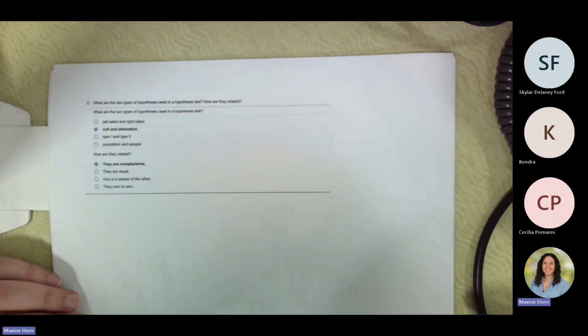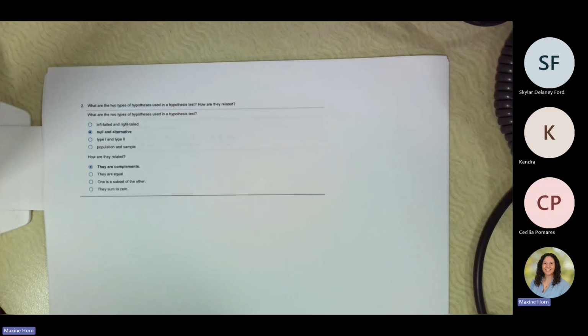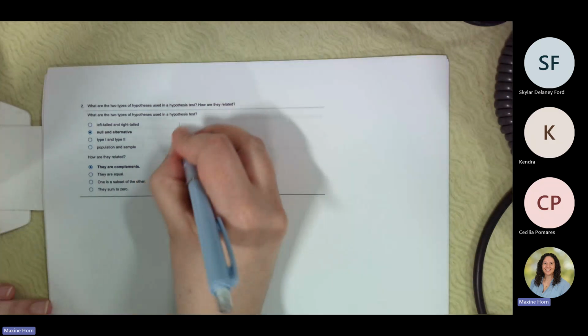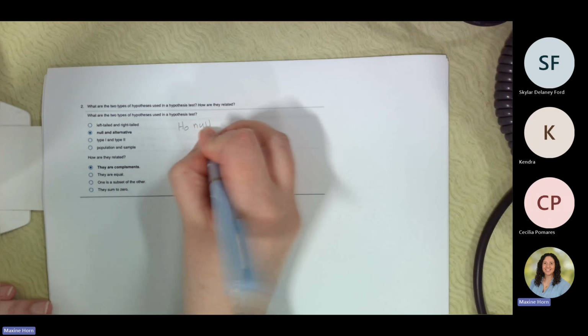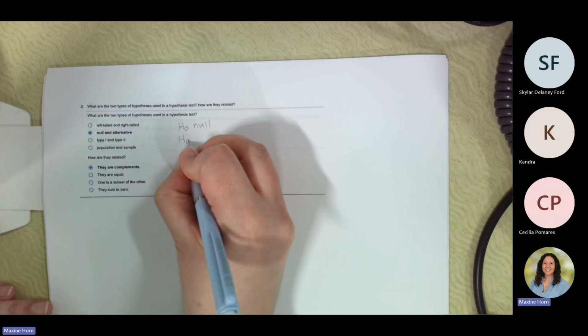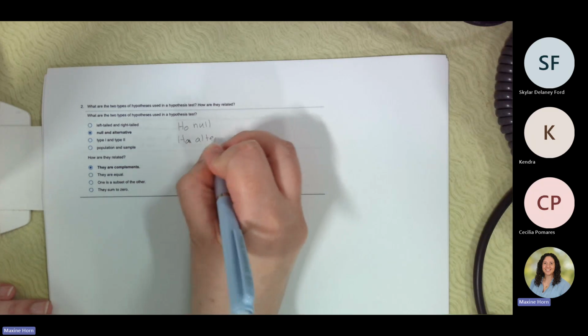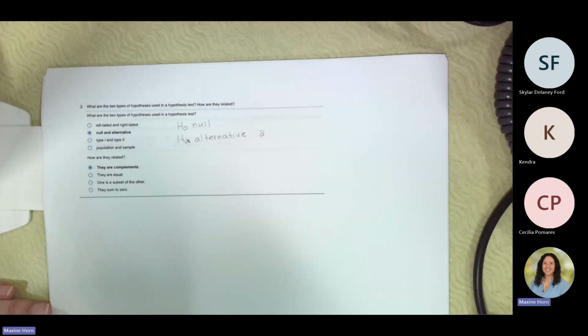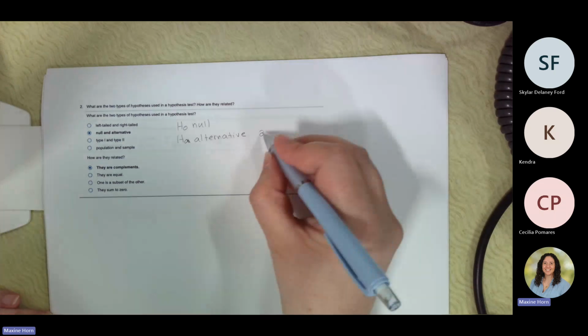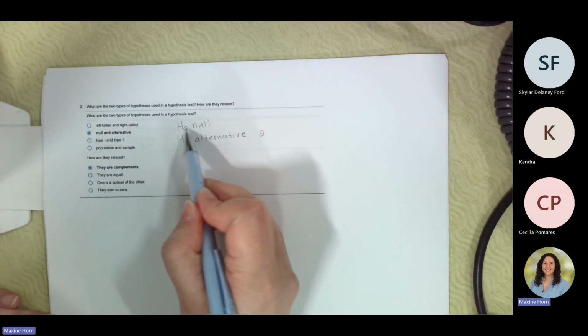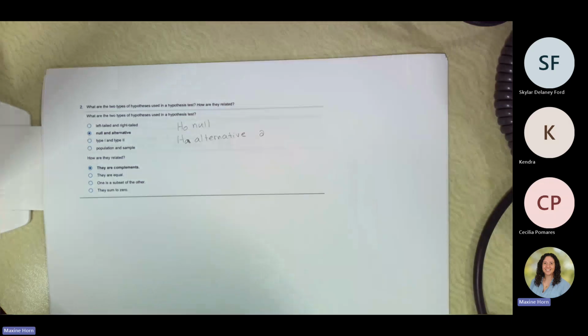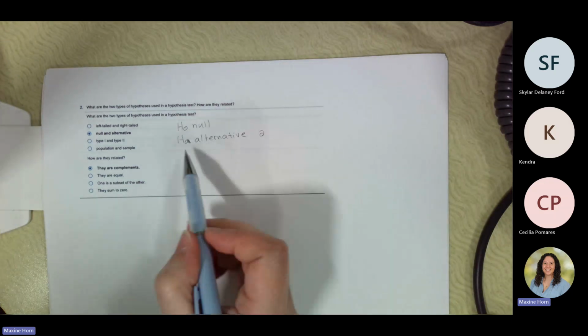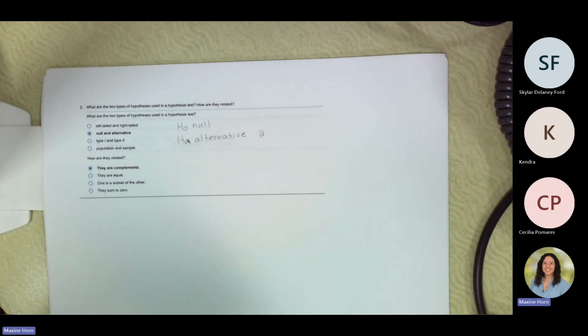Okay, what are the two types of hypotheses used in hypothesis tests, and how are they related? So we've just talked about this, right? So this one is the null, and this one is the alternative. And I really should write my A's like that so they're not as easy to confuse with the O, but I just emphasize the little tail on my A to make sure I don't accidentally glance at it and think that it's a 0 instead of an A.